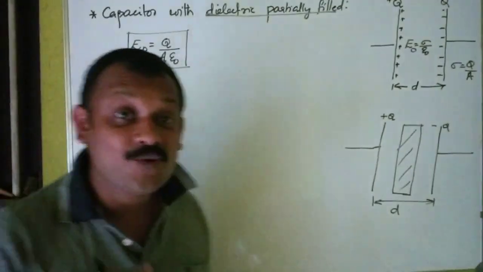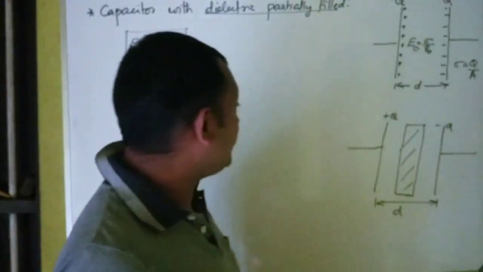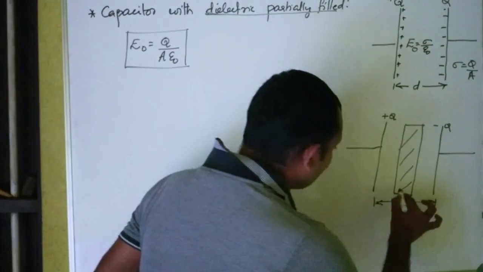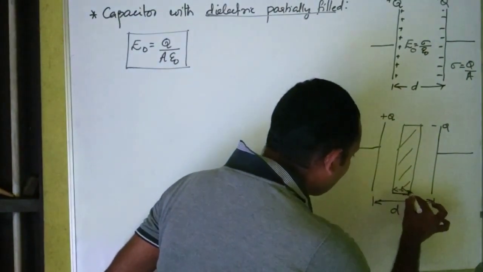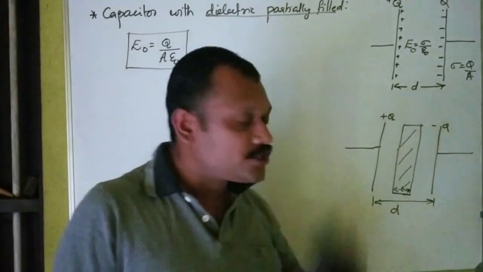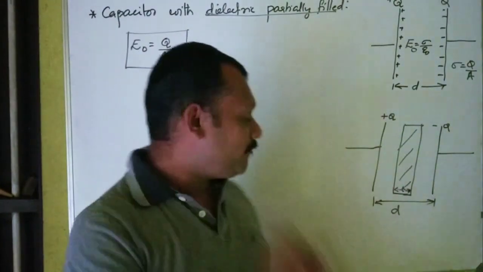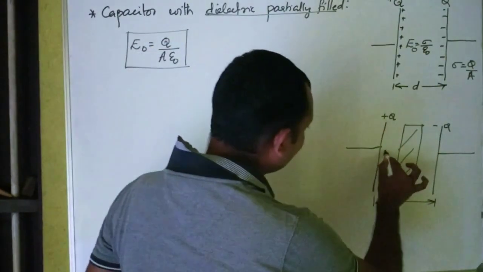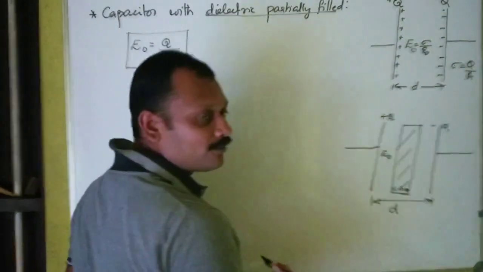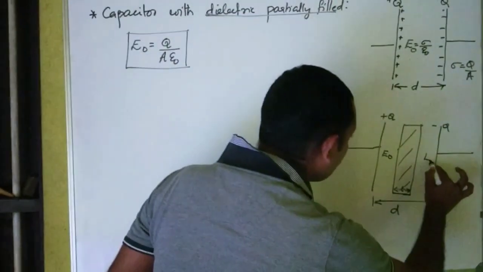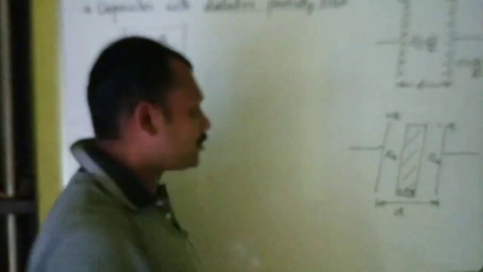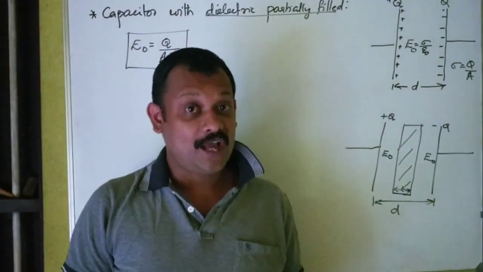Then I have a question to ask you: what is the electric field here, in terms of E0? Let the thickness of this dielectric be T, and the dielectric constant of the dielectric be K. So what is the electric field here? It's going to be E0. What will be the electric field here? It's going to be E0 itself. No doubt at all. I hope it is clear.